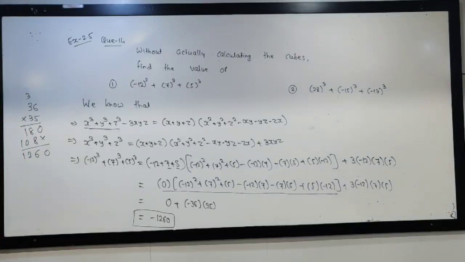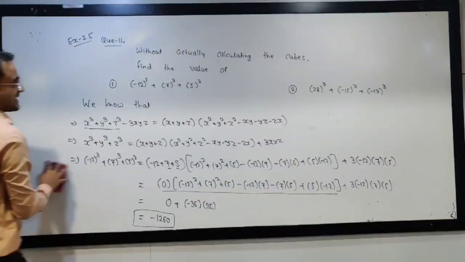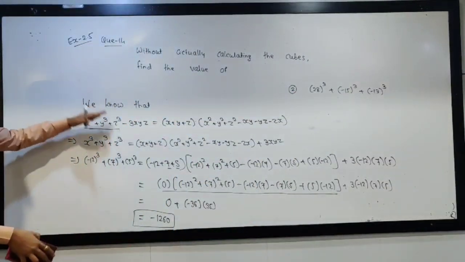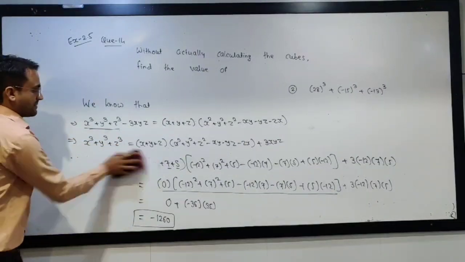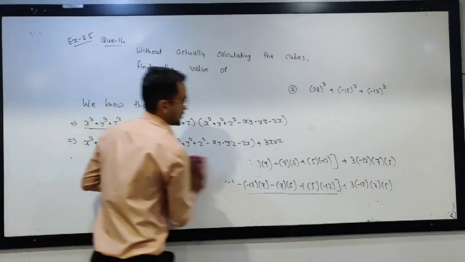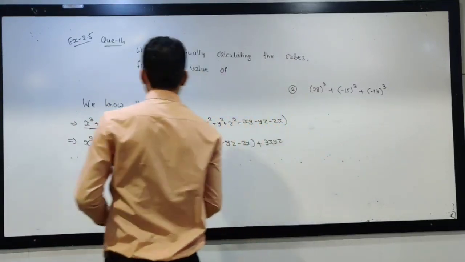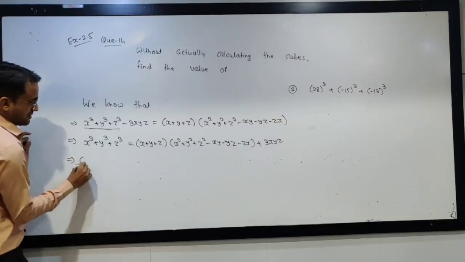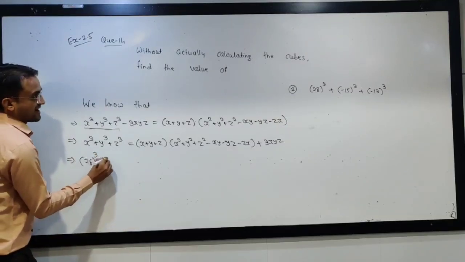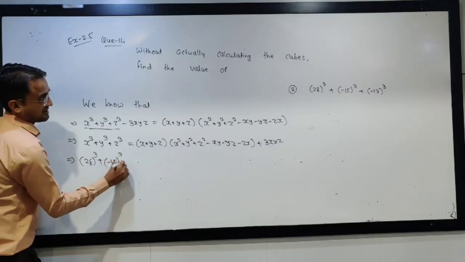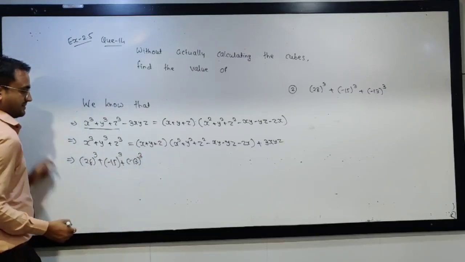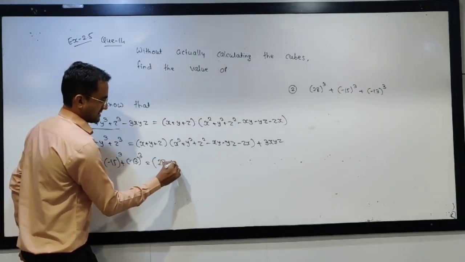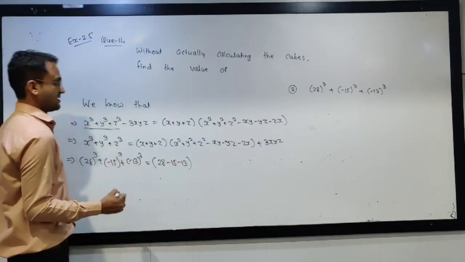Right? Now I am doing the second question. Your second question is this: 28 cube minus 15 cube minus 30 cube. These two steps will remain as it is, here we have to change. So now I am putting the values. Your x means 28, y means minus 15, z means minus 30. Right? So x is 28, minus 15, minus 30.